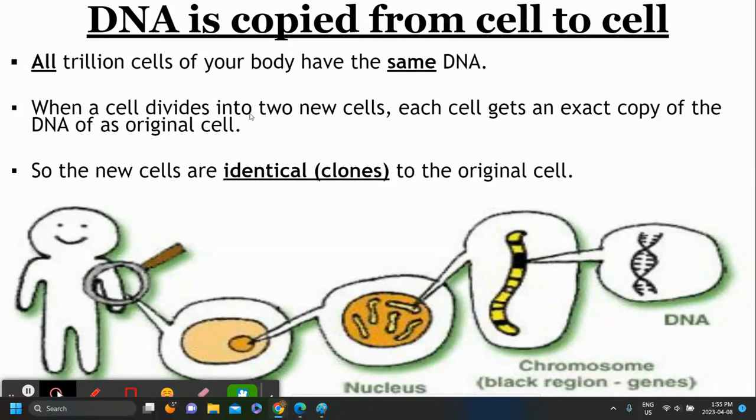So the idea is that you started off as one cell, and then that cell made more of itself by dividing. And every time that cell divided and made more of itself, it would copy the DNA that it had. So that's why all the cells in your body essentially have the same DNA. They're clones of each other.